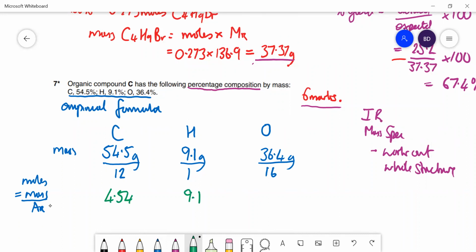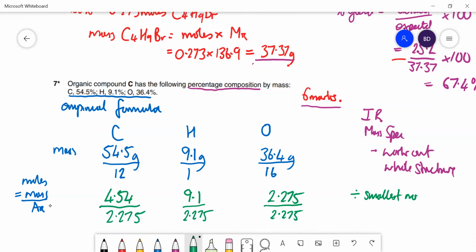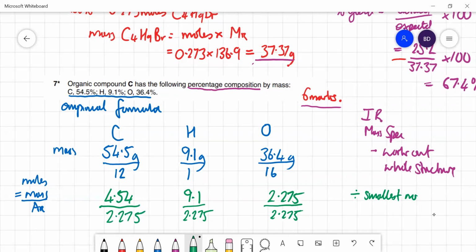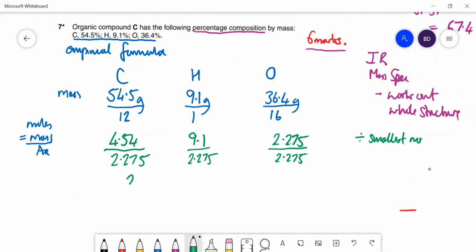9.1 of that, and 2.275 of oxygen. So we need to divide by the smallest number to get our ratio, which is of course 2.275. 9.1 divided by 2.275 gives us a 2 to 4 to 1 ratio. So the empirical formula is C2H4O.